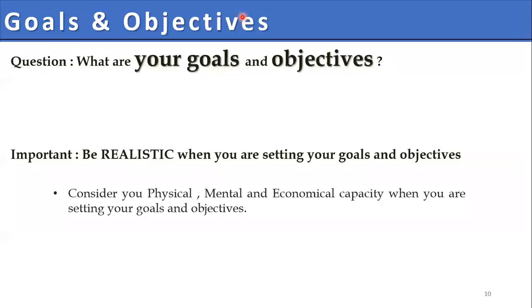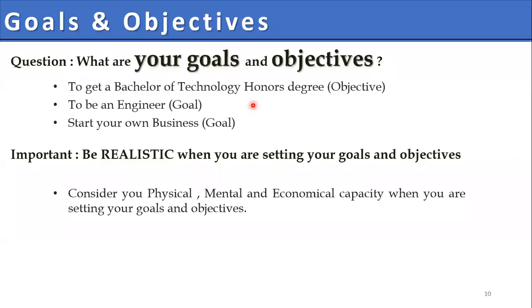Then let's go back to your common goals. Maybe to get a Bachelor of Technology Honours degree, maybe civil engineering, maybe computer engineering, maybe software engineering, maybe mechatronics. It doesn't matter what your stream or field is. So that may be your objective, to get your bachelor degree, and to be an engineer, that is the goal. So you can discuss this more. And if you want to start your own business, that may be your goal.